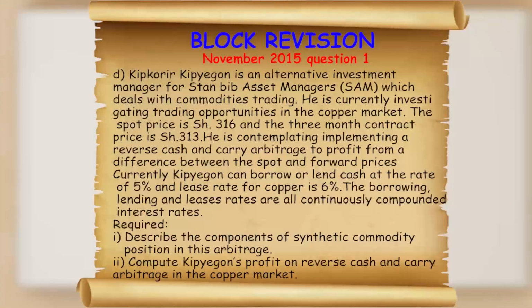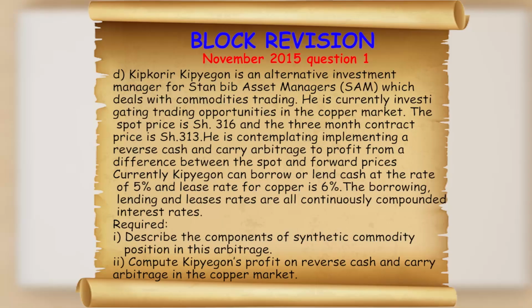In looking at question D, Kipkorir Kipyegon is an alternative investment manager for Stanbib Asset Managers, which deals with commodities trading. He is currently investigating trading opportunities in the copper market. The spot price is 316 and the 3-month forward contract price is 313.